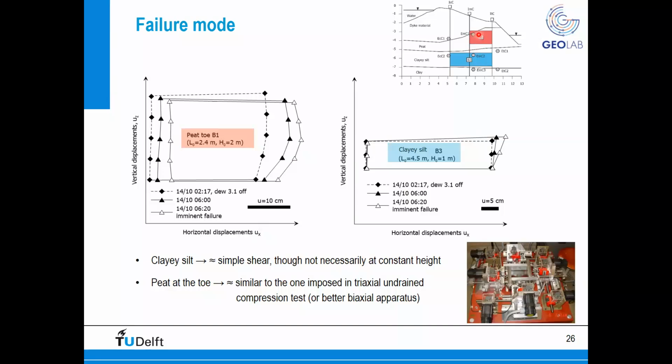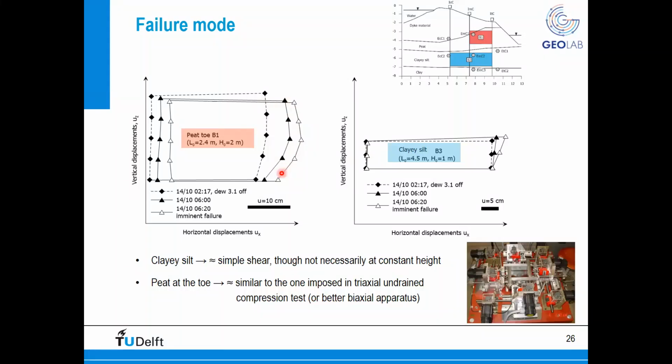However, if you look at the peat at the toe, a direct simple shear test might not be the most suitable test for peat, because this lateral bulging could be better mimicked by a triaxial compression test, or even better, we are basically placing a lot of effort in Delft to try to use a biaxial apparatus to actually impose a plane strain lateral bulging inside peat.